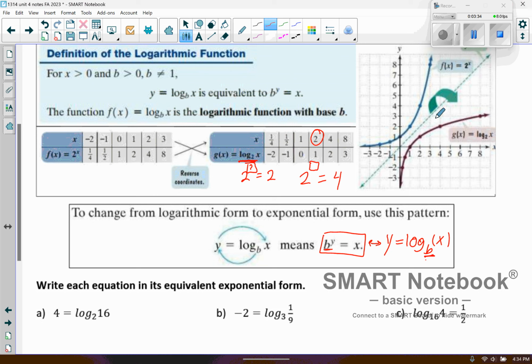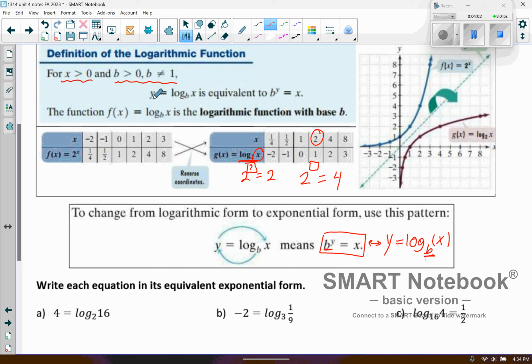Back to a more formal definition of logarithms. For x greater than 0, what you're evaluating has to be greater than 0. That will be important later when we talk about the domain of these. The base also has to be greater than 0, and it cannot be equal to 1. That goes back to our exponential function definition.